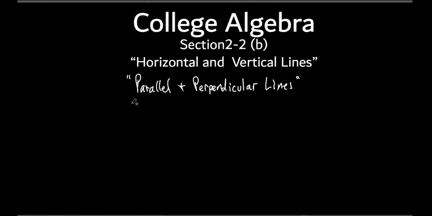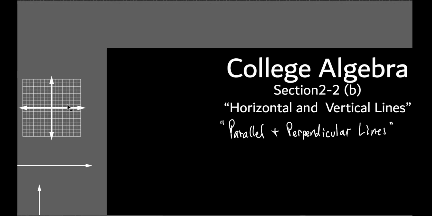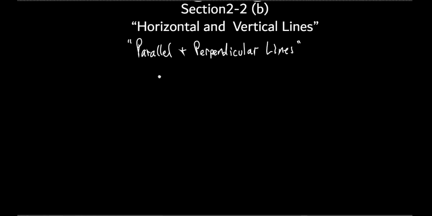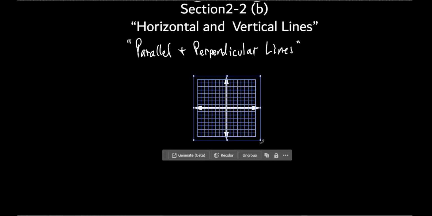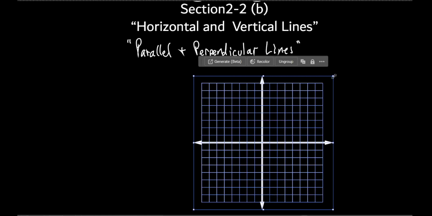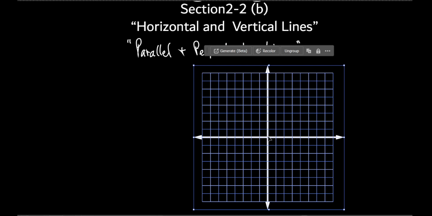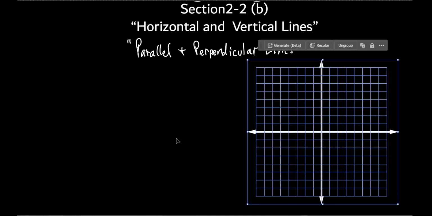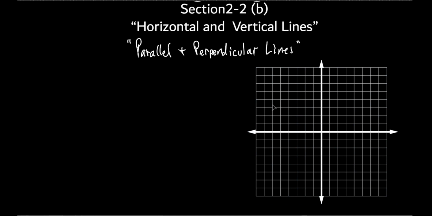All right? So what I'm going to do is I'm going to bring over this little graph paper thing. Put it right there. And what we're going to do is take a look at some lines that are parallel to each other. We're going to take a look at some lines that are perpendicular to each other.